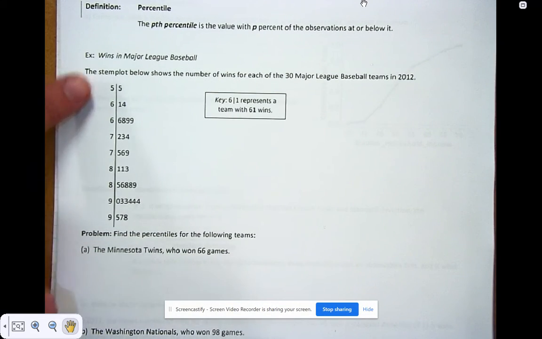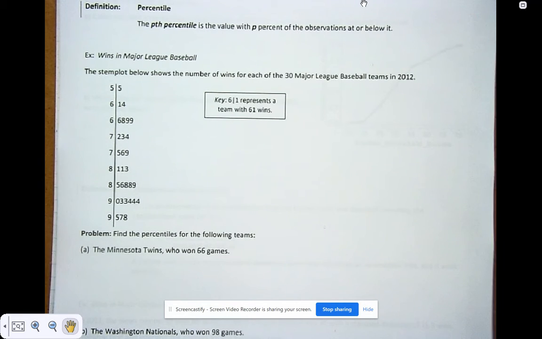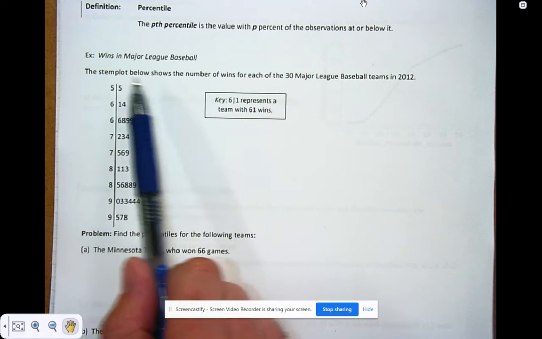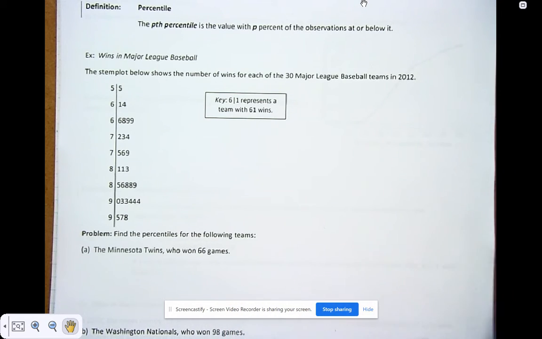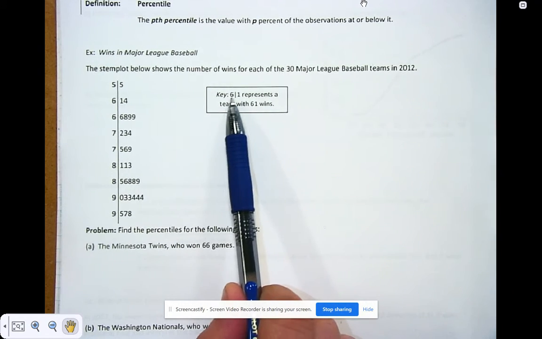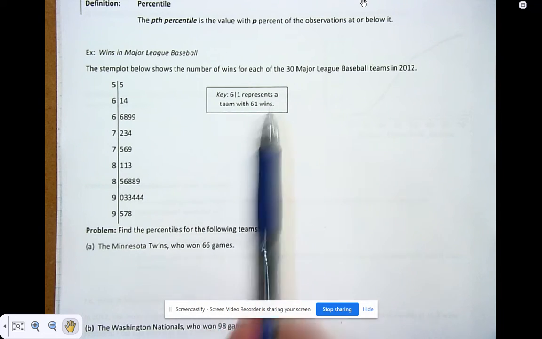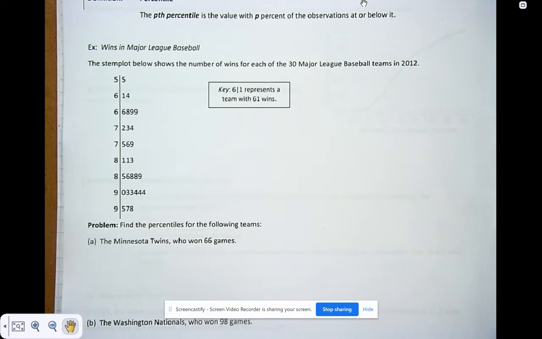So down here you can see that we did a stem plot, and after chapter 1 we know what that is. This is a stem plot that shows the number of wins for each of the 30 Major League Baseball teams in 2012, so 8 years ago. And it tells us our key here, 6|1 represents a team with 61 wins. Okay. All right. So simple math here.